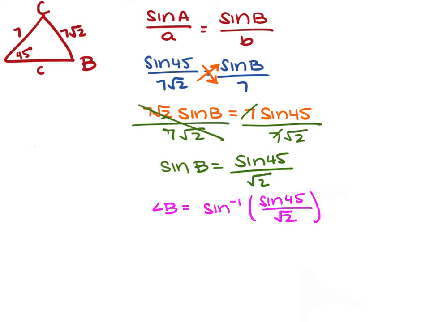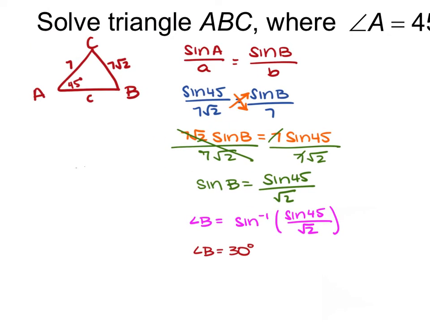So in our calculator, what I'm going to do first is sine 45 divided by the square root of 2. When I get that, I get 1/2 or 0.5. So when I take the inverse of that, I hit my second button, then my sine button again, and I put 0.5 in there, I get 30. So my angle B is 30 degrees. From here, we have angle B, which is 30 degrees.